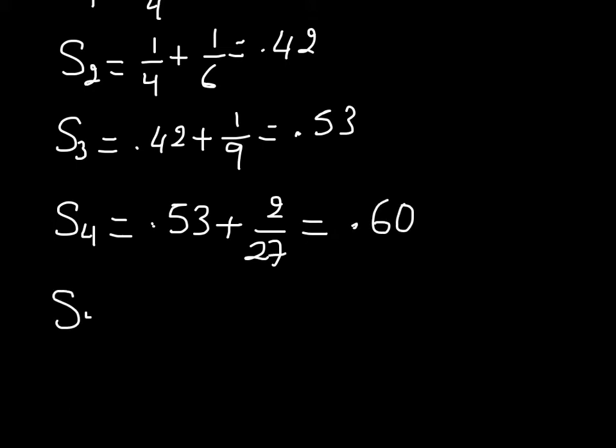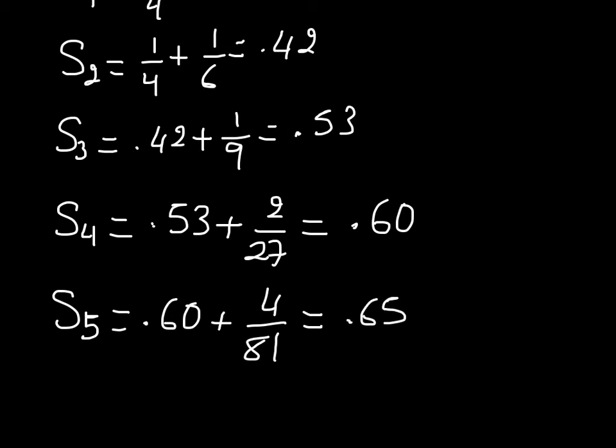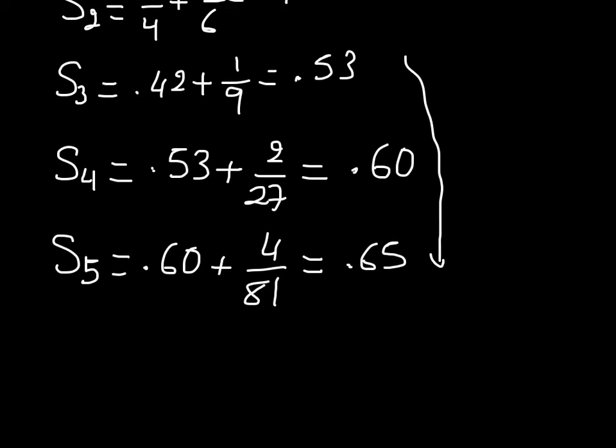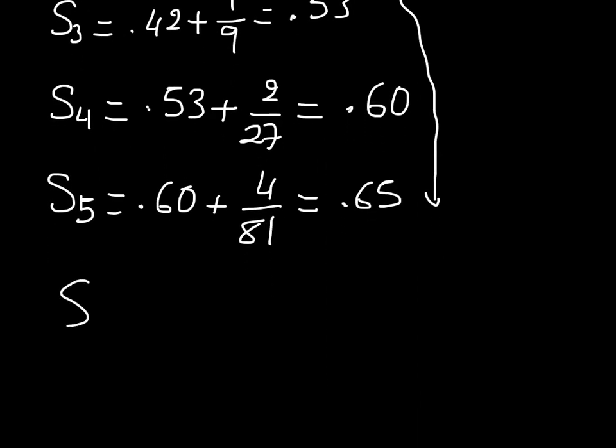And the last partial sum that I want you to look at is adding the first 5 terms. Well, the first 4 added to 0.60, and if we were to add 4/81 to that, we would get a partial sum of 0.65. If we continue with this pattern, where do you think at some point this infinite sum is going to approach? And as you can see here, it's going to approach 0.65.